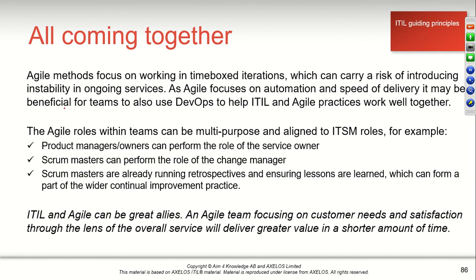All right, so all coming together means DevOps, Agile, and ITIL. All of them come together, and they achieve the IT service roles, they achieve creation of value. The Agile roles within a team can be multi-purpose and can be aligned to ITSM. What are the roles? In Agile, you have product managers, product owner.